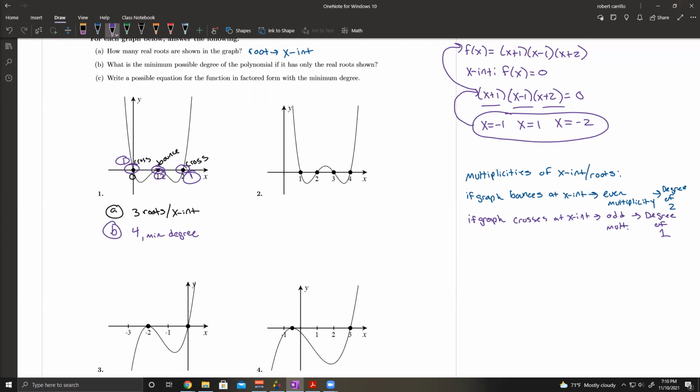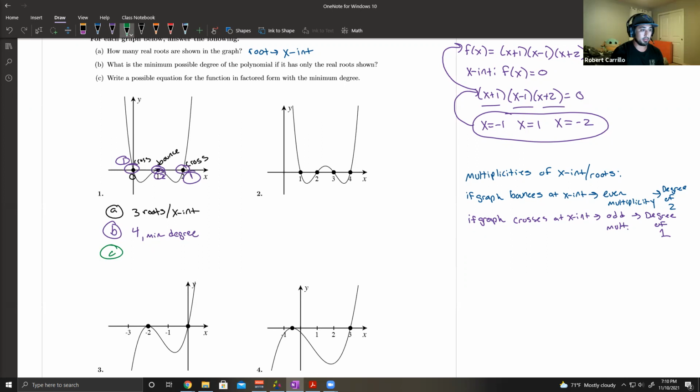You said that if the graph bounces, then it's going to be an even. Exactly. So we do count the bounce in the graph then, right? Yes, correct. Very good question.